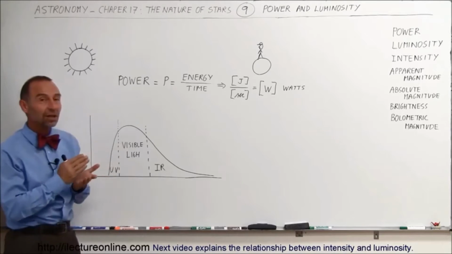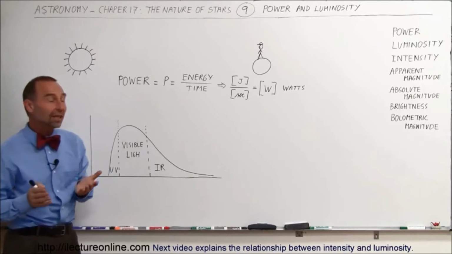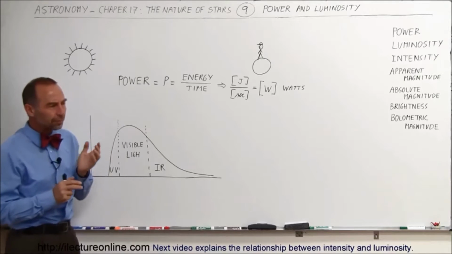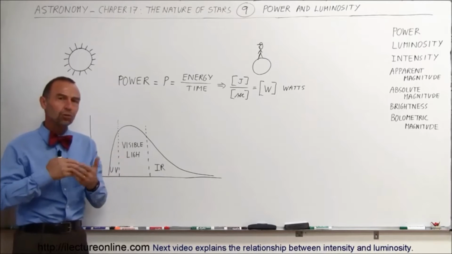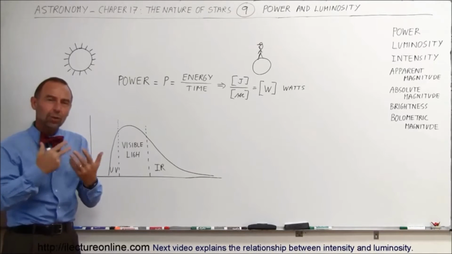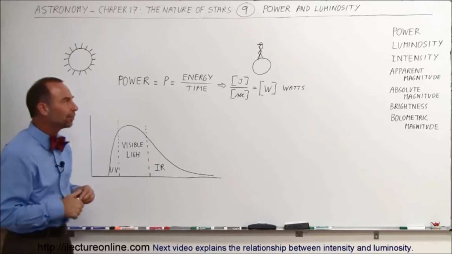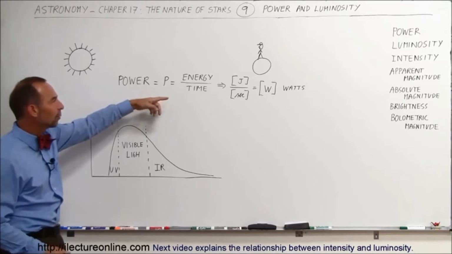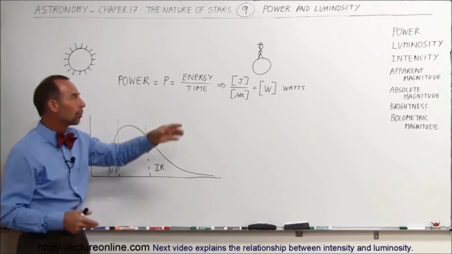And we're going to start out by talking about power and luminosity. And in actuality, power and luminosity are really exactly the same thing, although the term power is mostly used in physics, and luminosity is usually used more often in astronomy. So power, by definition, we use the letter P, is simply the ratio of the amount of energy output per unit time.